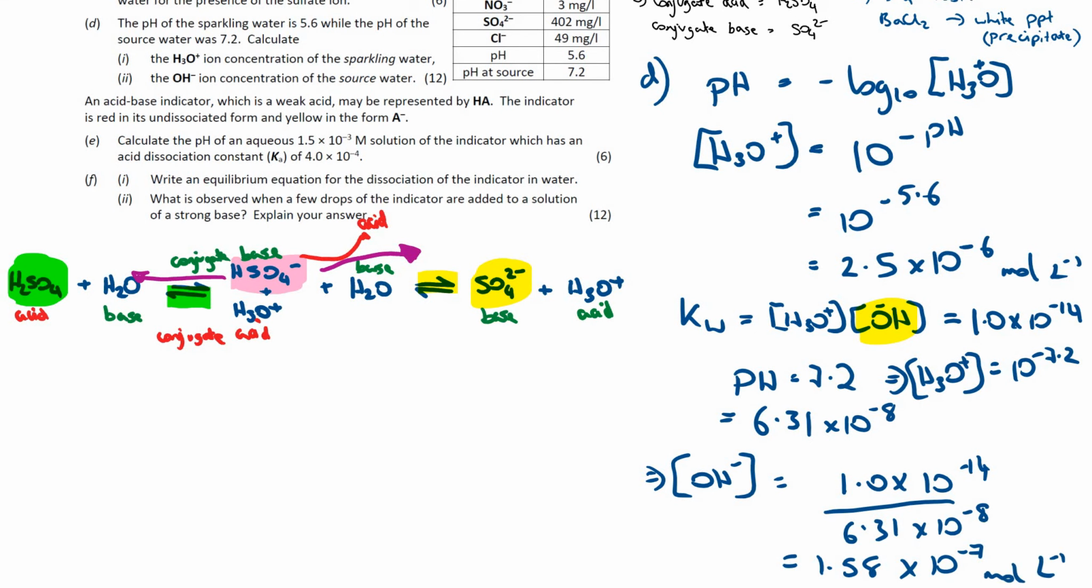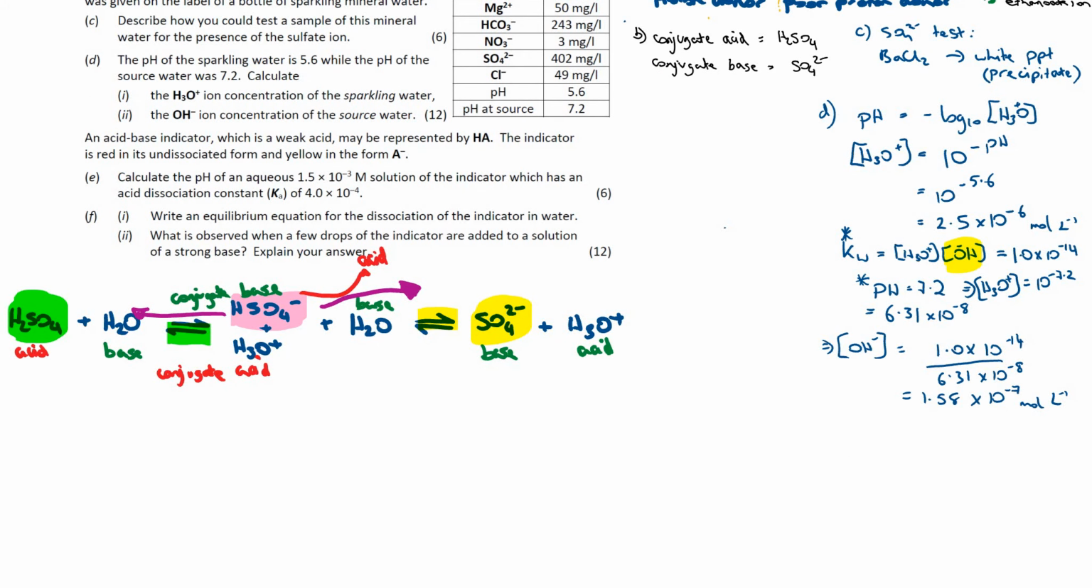If you don't want to use this equation here, you can actually just from the pH work out the pOH by subtracting it from 14, and from that then you're able to just put 10 to the minus that and you'll get this answer here down the bottom. I'm just going to tidy that up a bit.